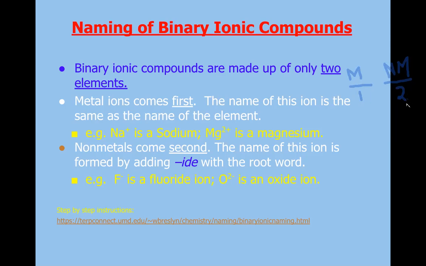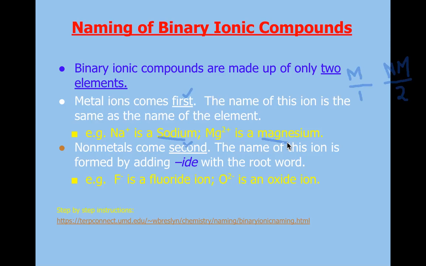I might ask you in the quiz, which one comes first during naming, metals or non-metals? So you should write metals. Metals come first, check. Non-metals come second, check. Then the name of this ion is the same as the name of the element. Whatever name you see in the periodic table for the metal, the same name comes for the ions too. For example, if you see sodium ion, you call that sodium. If you see magnesium ion, you call that magnesium only. So nothing is changing.